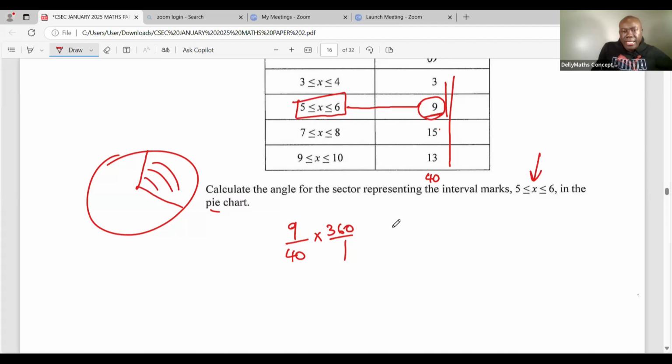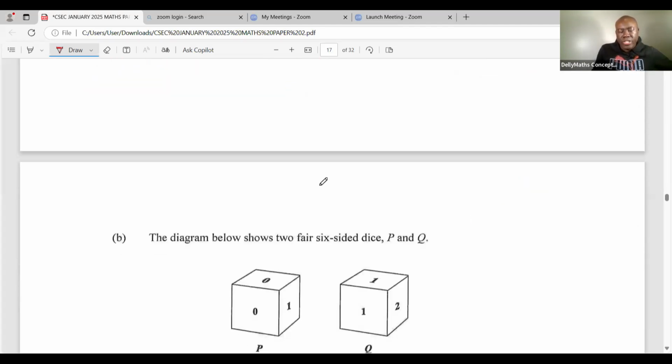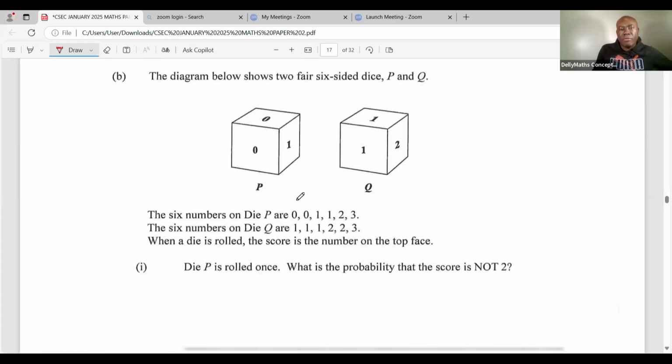So basically, let's use our calculator. All right, so it's 9 times 360, and that result must be divided by 40, and we're going to get 81 degrees. So this is actually 81 degrees being put on a pie chart right there. And it's a 1 mark question. All right, let's jump into this last part of this.